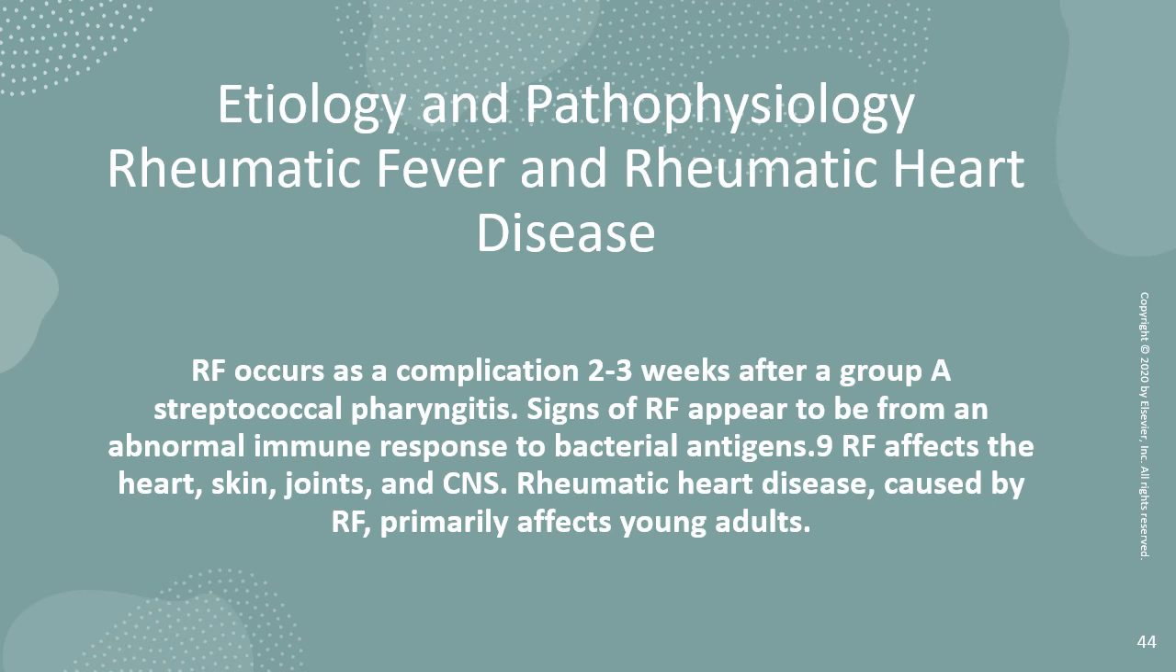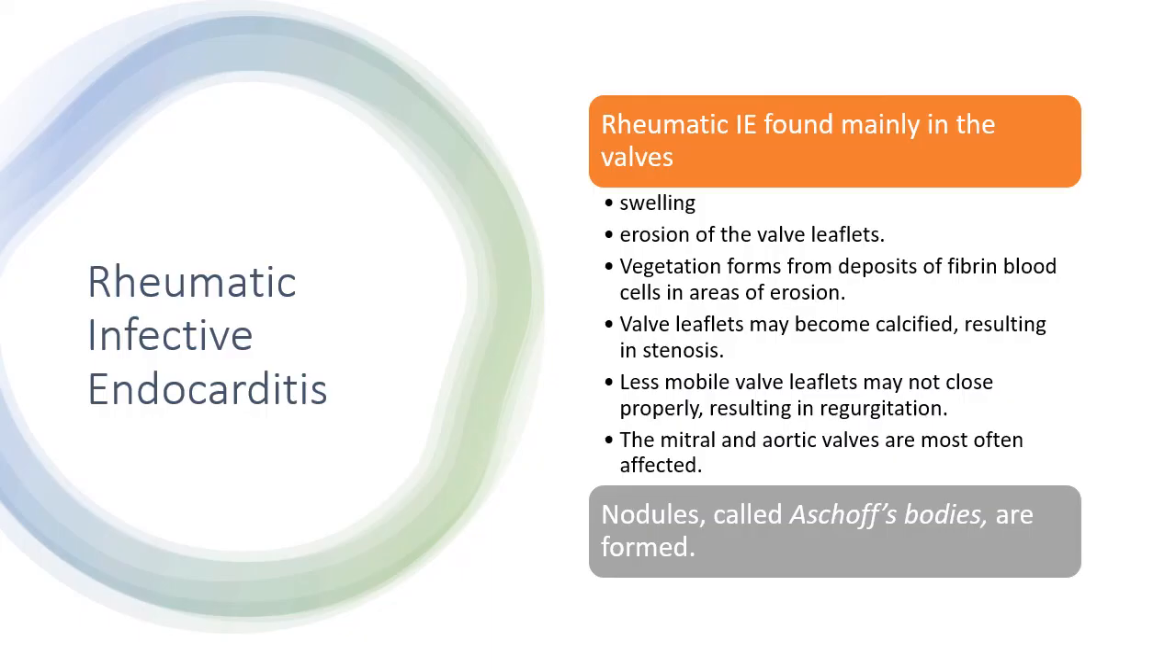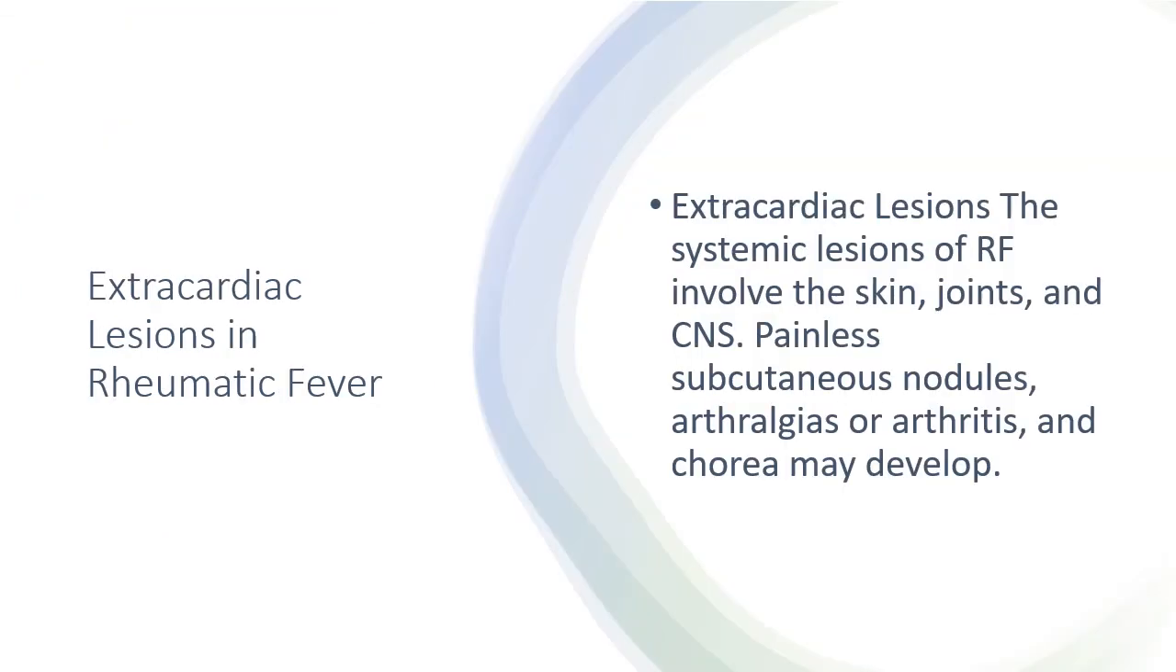About 50% of rheumatic fever episodes are rheumatic pancarditis, involving all layers of the heart: the endocardium, the myocardium, and the pericardium. Rheumatic endocarditis is found mainly in the erosion of the valve leaflets. Vegetation forms from deposits of fibrin and blood cells in the area of erosion. The lesions initially create thickening of the valve leaflets, fusion of the commissures and the chordae tendineae, and fibrosis of the papillary muscle. Valve leaflets may become calcified, resulting in stenosis. These less mobile valve leaflets may not close properly, resulting in regurgitation. The mitral and aortic valves are most often affected.